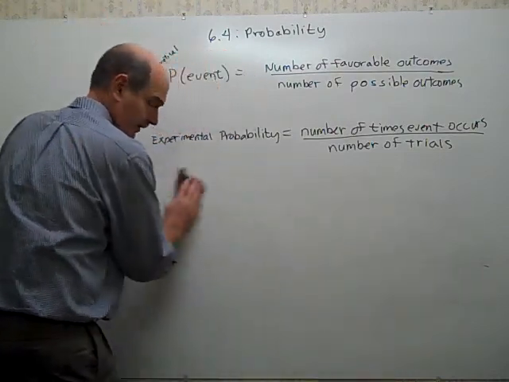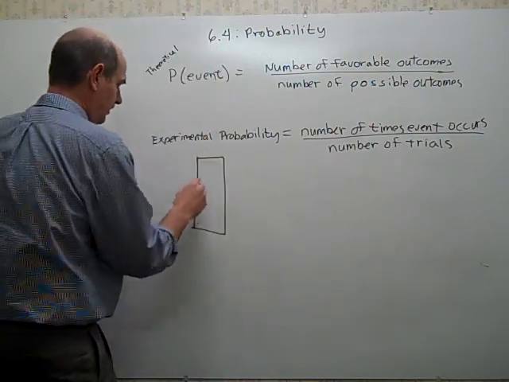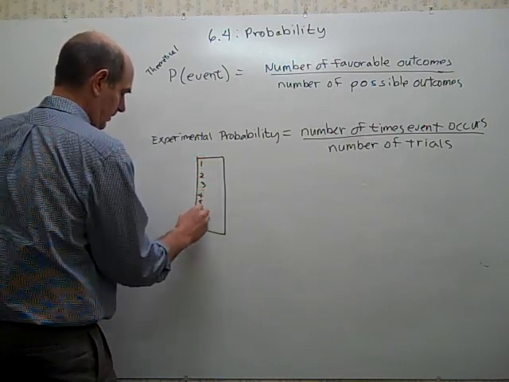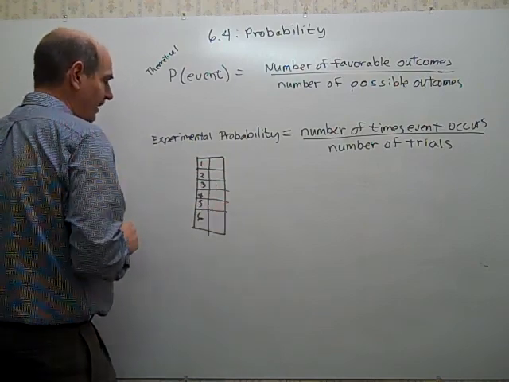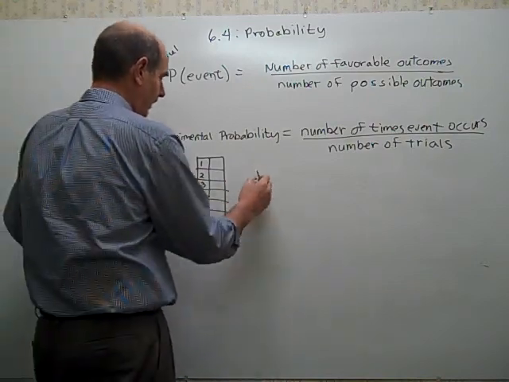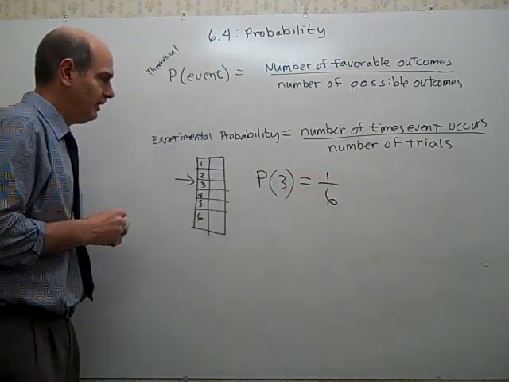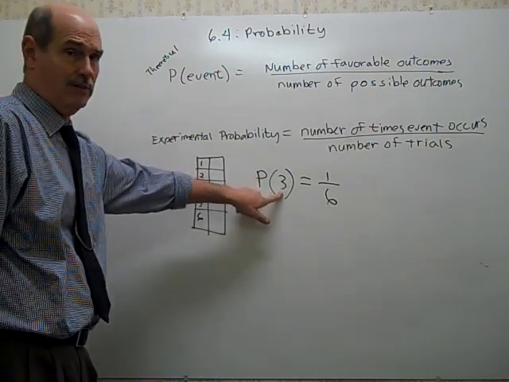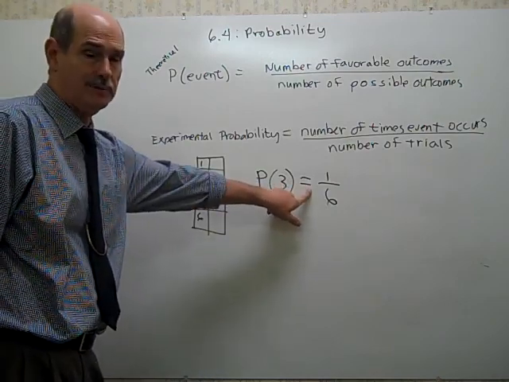So I want to do another experiment where I will toss the die 6 times. This is a little tally sheet here. And I'm going to define the favorable event as getting a 3. So the probability of getting a 3 would equal 1 out of 6. And this is a little shorthand. This capital P stands for probability, and this is just a brief description of the event. So I would read this as the probability of getting a 3, and this is the theoretical probability.